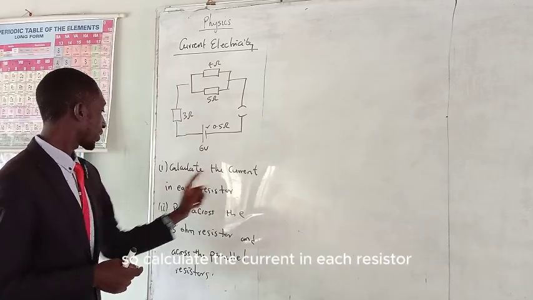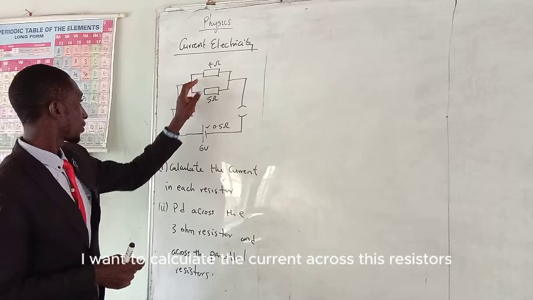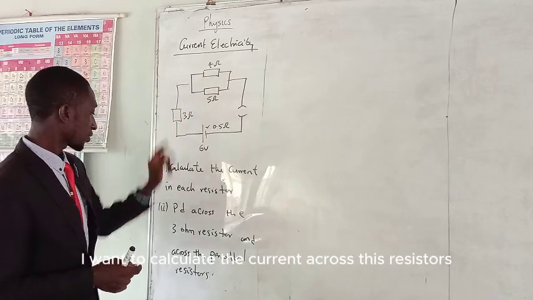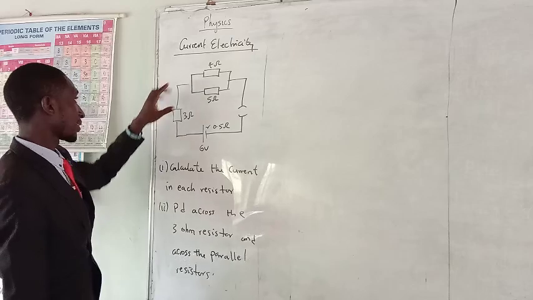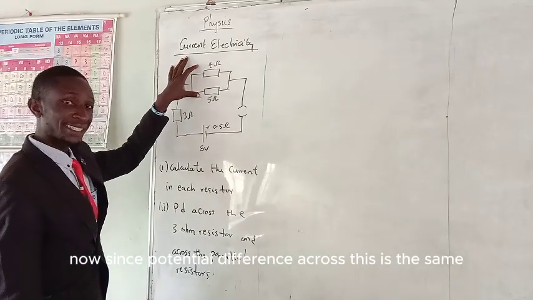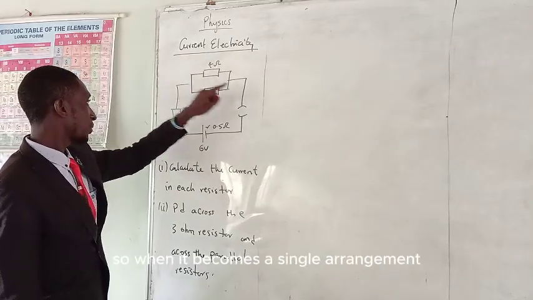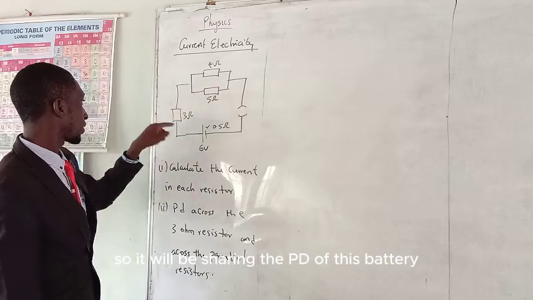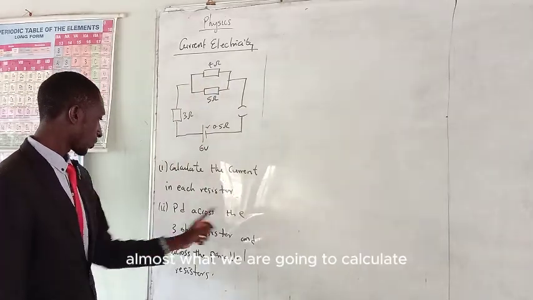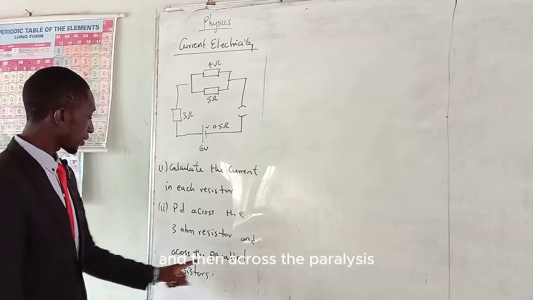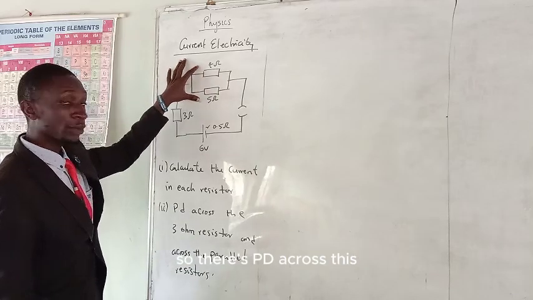So calculate the current in each resistor. We're going to calculate the current across these resistors, then the potential difference across the 3 ohm. Since the potential difference across the parallel pair is the same, when it becomes a single arrangement, they will be sharing the PD of this battery. So the PD across this 3 ohm is what we are going to calculate, and then the PD across the parallel resistors.